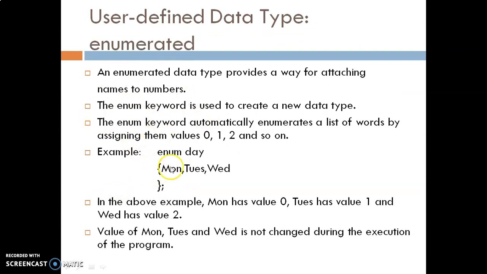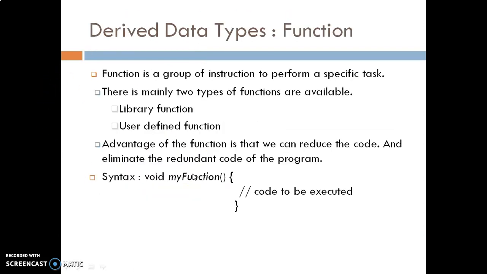Similarly, you can use enum also. Here we are using the user defined data type enum, and then Day is the name, and these all have fixed values. The enum keyword automatically enumerates a list of words by assigning them values 0, 1, 2 and so on. In the above example, Monday has the value 0 as we have allocated 0. Tuesday has the value 1 and Wednesday has the value 2. So the values of Monday, Tuesday and Wednesday are not going to change as we have fixed them. It always starts from 0. This is also a user defined data type.